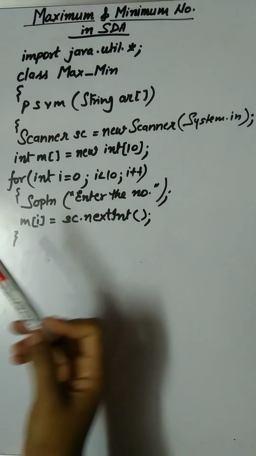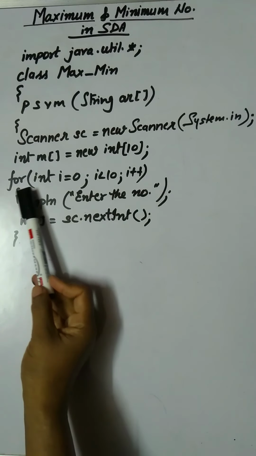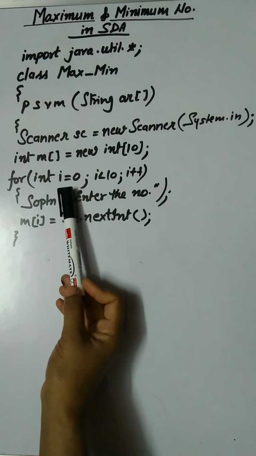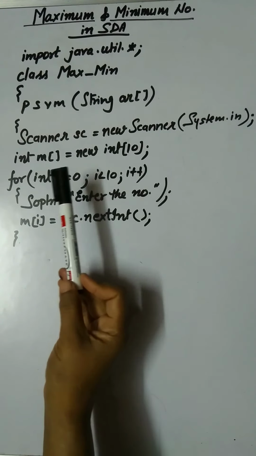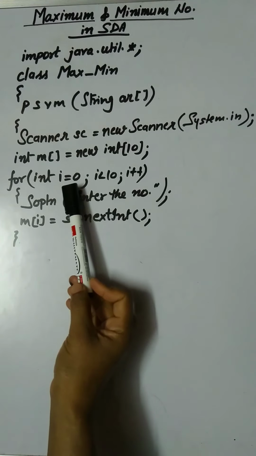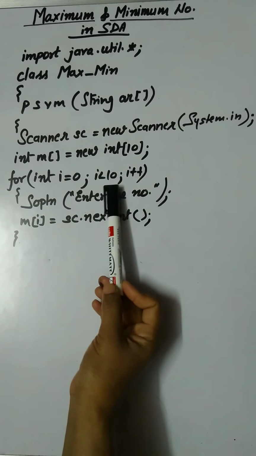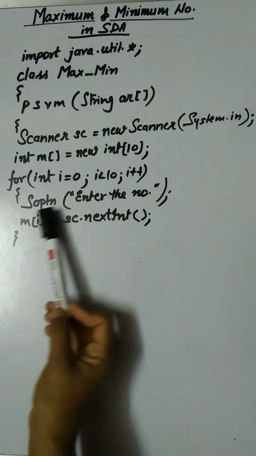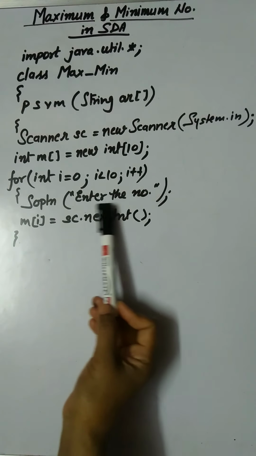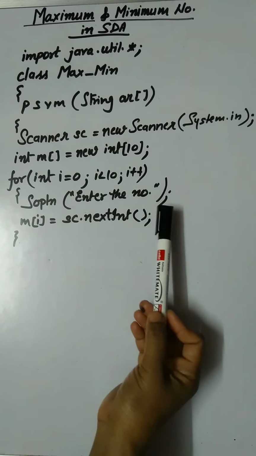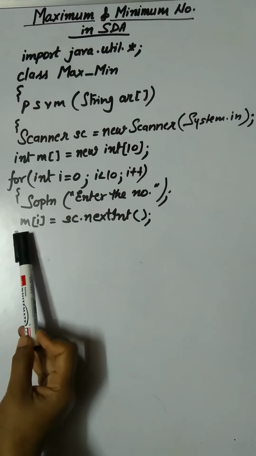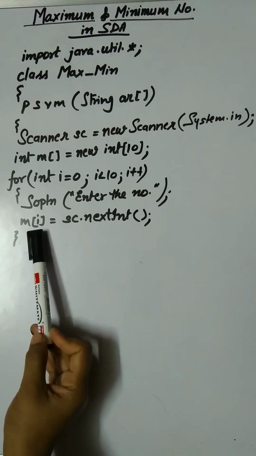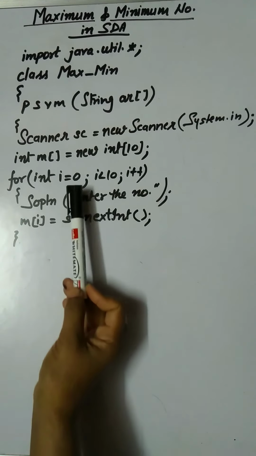After this, we start a loop to take input from the user. Start loop: I value is equal to 0 and less than 10, I plus plus. Then SOP, here is the message, enter the number. Then how do we take input from the user? M of I. M of I, within subscript I, value is 0.